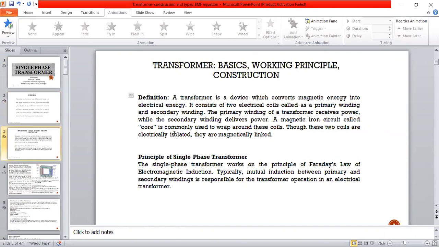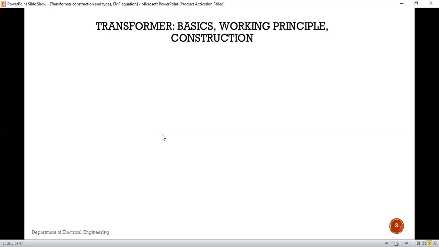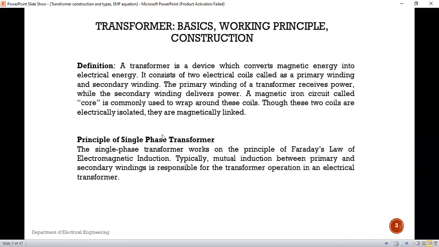Now see, before discussing construction and their types, we will first of all discuss what is meant by transformer. So basics related to the transformer, then again we will discuss the working principle of the transformer and their construction.